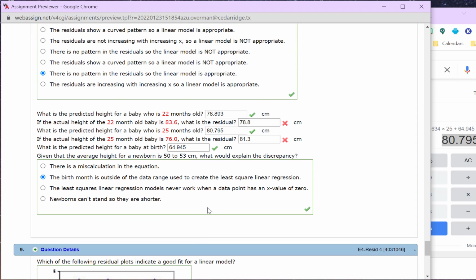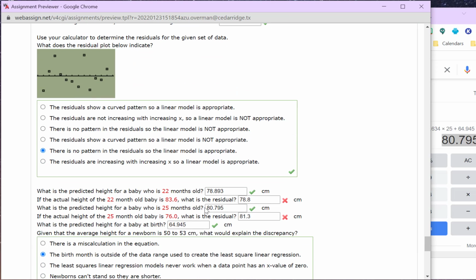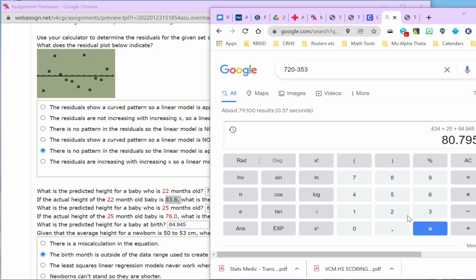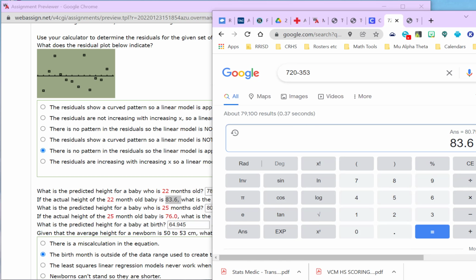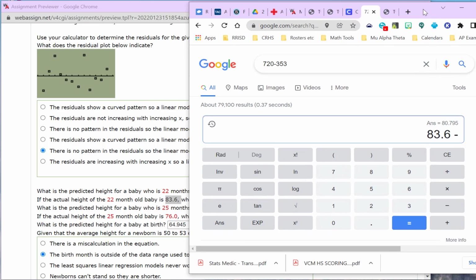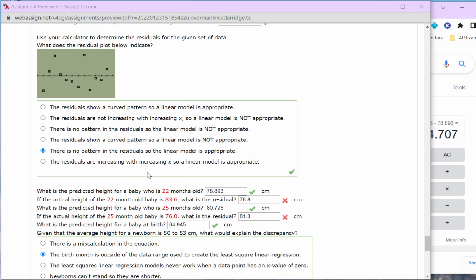Oh, wait. Oh, my goodness. Oh, it asked for the residual. Bad teacher. All right. They said if the actual height of the baby is 83.6. It helps if Mrs. Overman reads the question. So what we're going to do is take actual minus predicted, 83.6 minus 78.893. All right, 4.707. That's my residual.